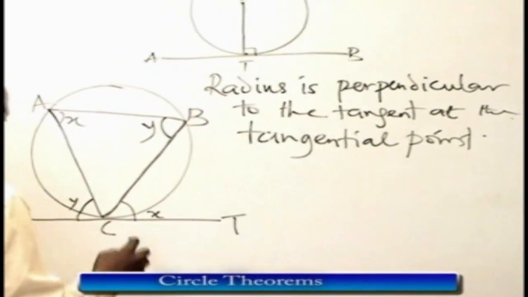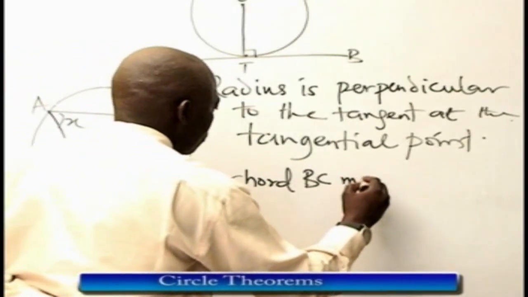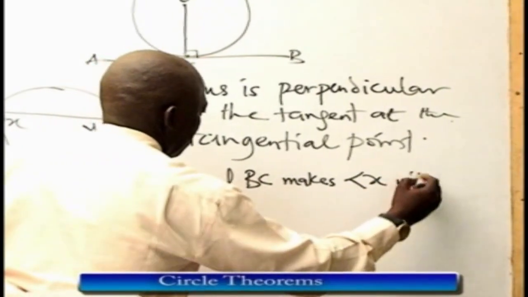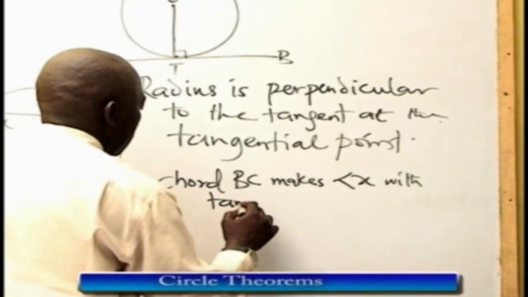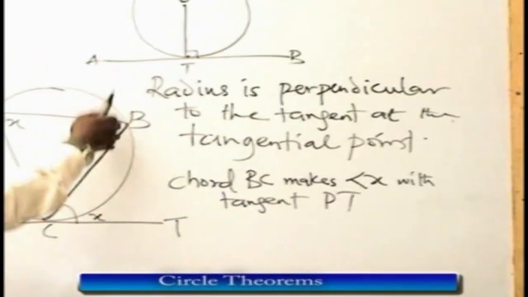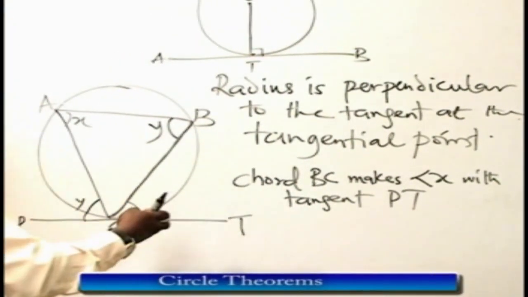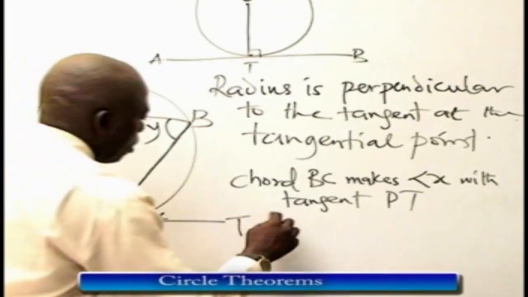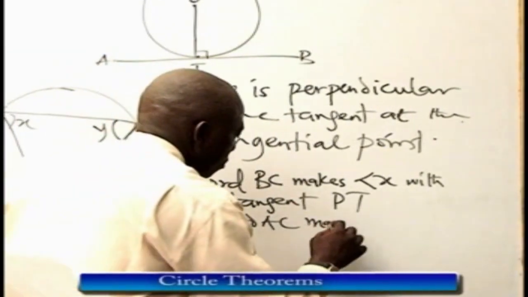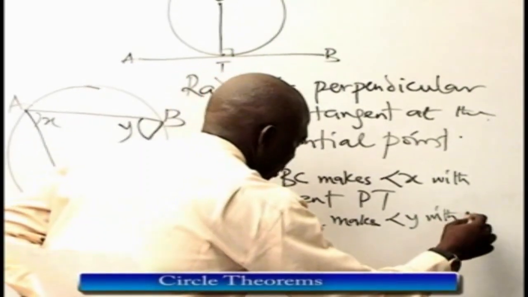Chord BC makes angle X with tangent PT. Look at it. Chord BC makes an angle X with tangent PT. The same thing with chord AC. Chord AC makes angle Y with the same tangent.